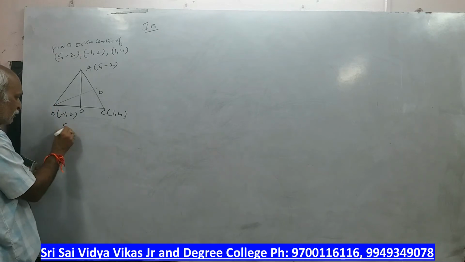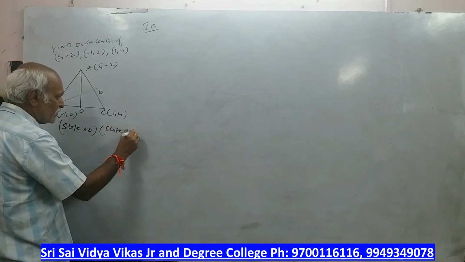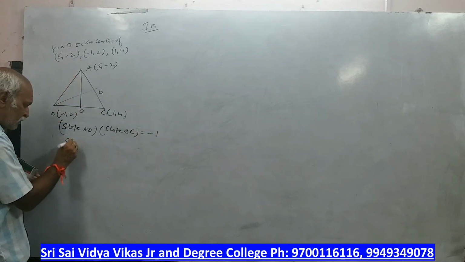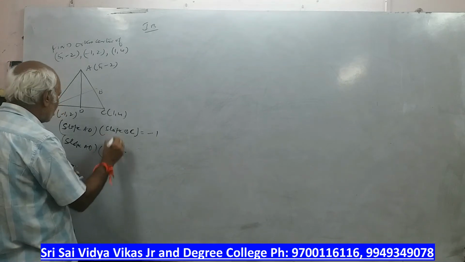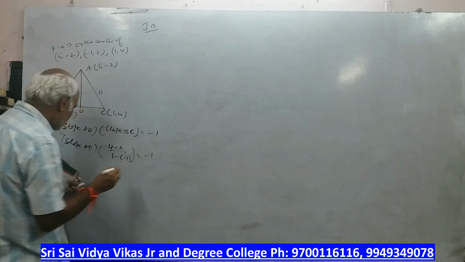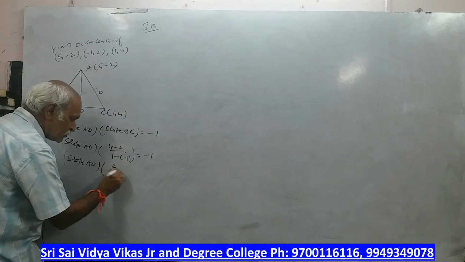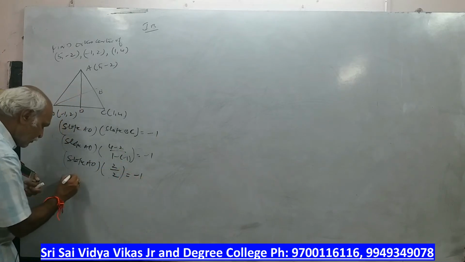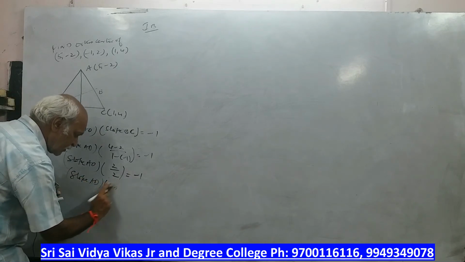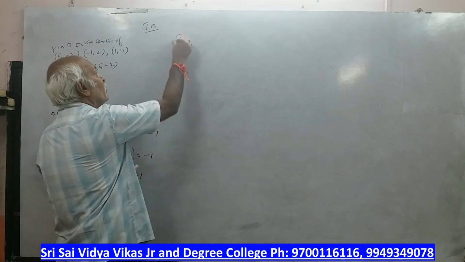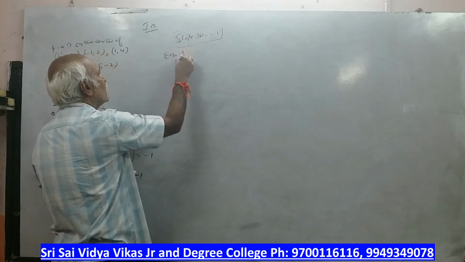Now again, slope of AD into slope of BC is equal to minus 1. Into slope of BC, 4 minus 2 by 1 minus of minus 1, is equal to minus 1. Into 4 minus 2 is 2, minus of minus is plus, so this becomes 1. Slope of AD into 1 is equal to minus 1. So slope of AD will become what, sir? Minus 1.